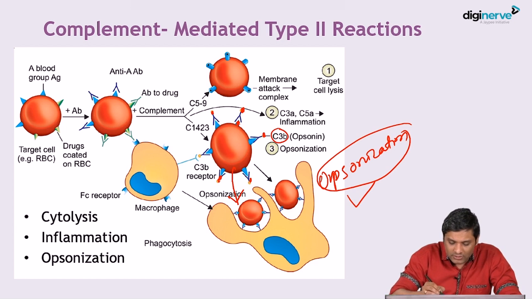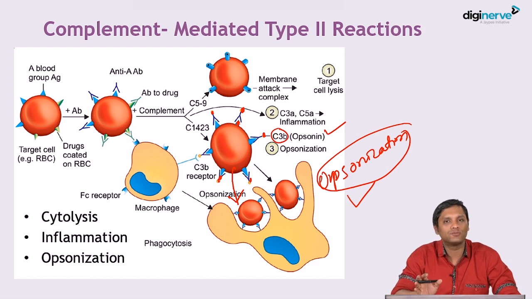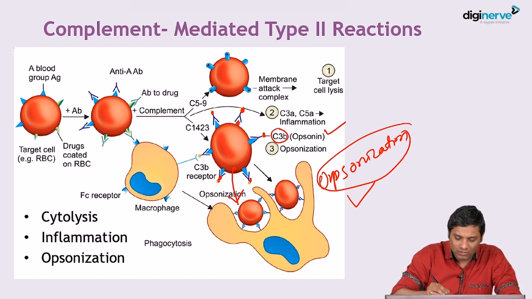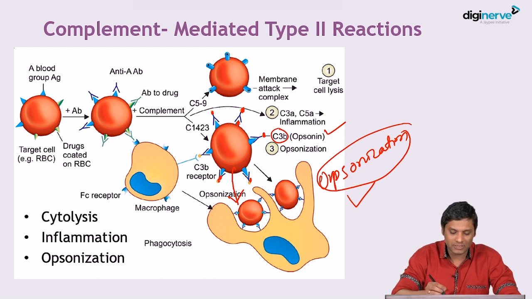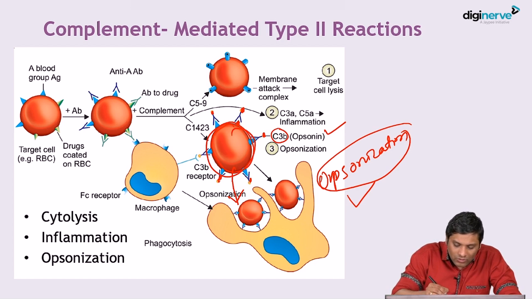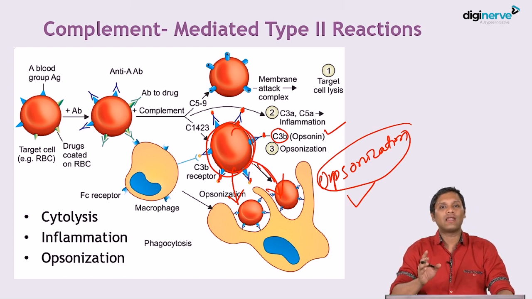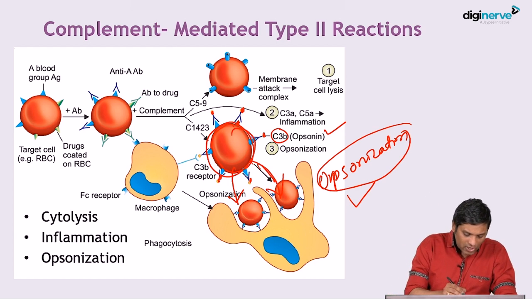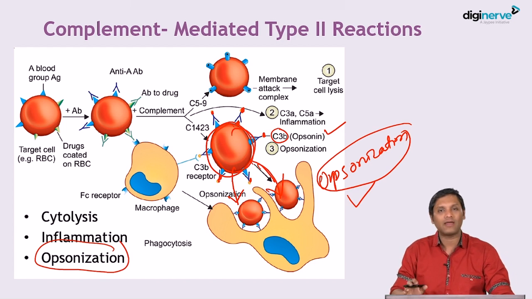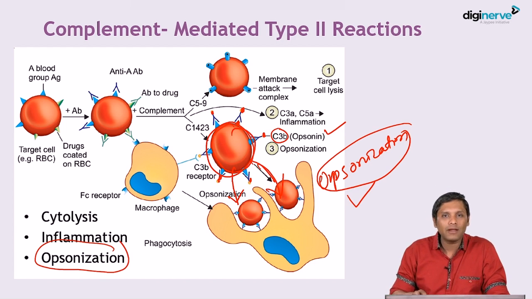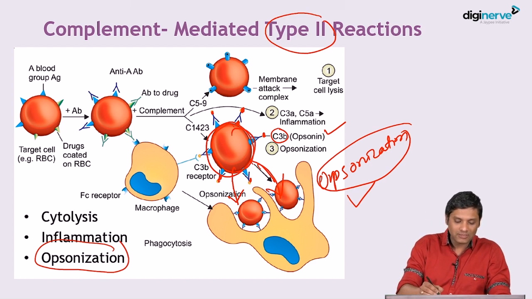So the complement byproduct like C3b which acts as opsonin coats on the antigen antibody complexes, following which the uptake of the entire host cell by the phagocyte will be enhanced. So this enhanced phagocytosis is called opsonization. So these are the three mechanisms by which complement mediated type 2 reaction will take place.